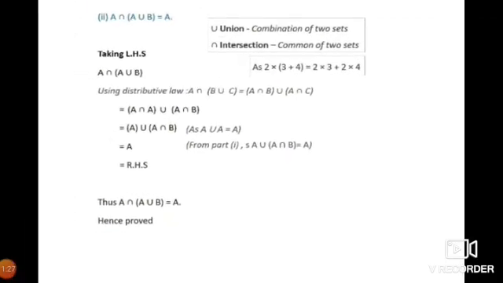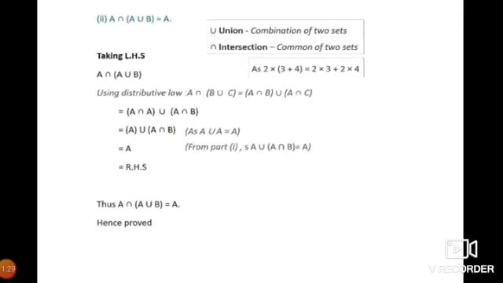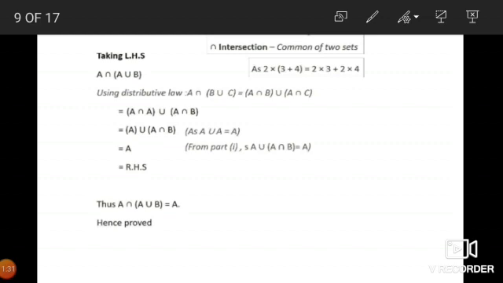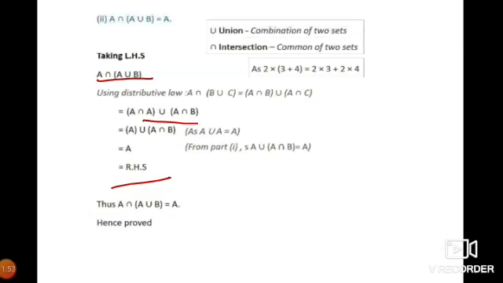Next part, to prove A intersection A union B, you can write that also using the distributive law. Take it A intersection A union A intersection B. It is nothing but A union A intersection B, that is A. So it is proved.